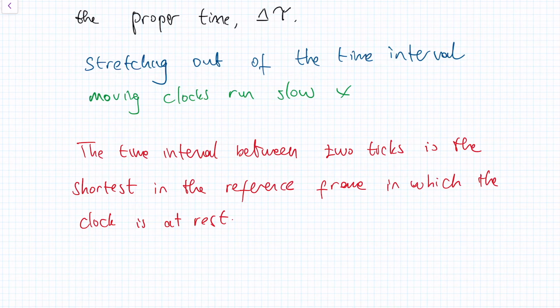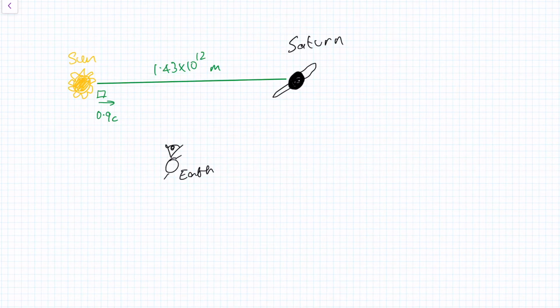That means the clock runs slower when it is measured in any reference frame in which the clock is moving, right? Okay, so let's solve a question to understand this better. Okay, so we have a rocket here which is traveling from Sun to Saturn, and the speed is 0.9 c here, as you can see, right? And the distance is 1.43 times 10 to the 12 meters between Sun and Saturn. So the question we want to answer is this. How long does the journey take as measured from Earth? How long will it take?